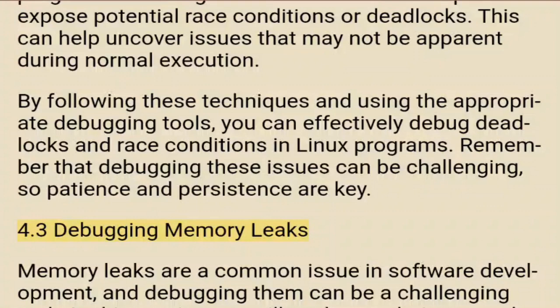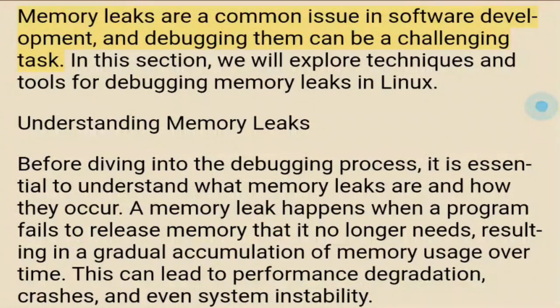4.3 Debugging memory leaks. Memory leaks are a common issue in software development, and debugging them can be a challenging task. In this section, we will explore techniques and tools for debugging memory leaks in Linux. Understanding memory leaks. Before diving into the debugging process, it is essential to understand what memory leaks are and how they occur. A memory leak happens when a program fails to release memory that it no longer needs, resulting in a gradual accumulation of memory usage over time. This can lead to performance degradation, crashes, and even system instability.